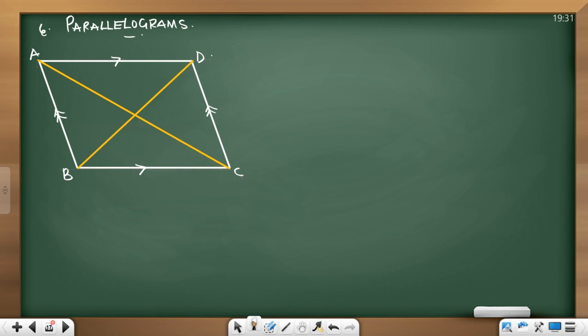Now, the diagonals of a parallelogram will bisect each other. It means this and that would be equal, this and that would be equal, where M is the midpoint. Please, that is very key. Let's write some few points here.